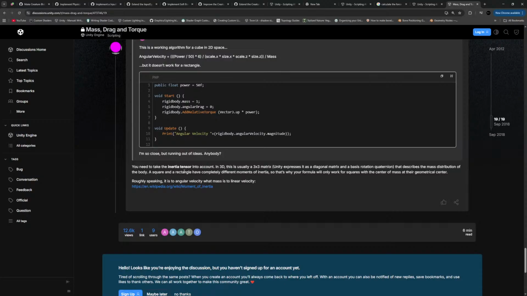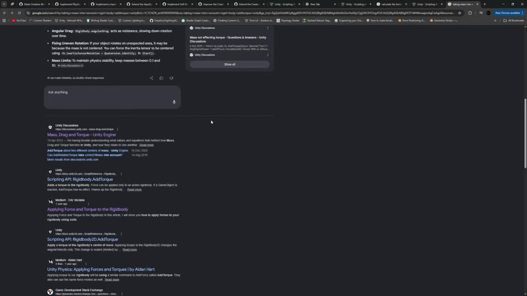Okay, so my next question is, do we have a weird mass distribution? We don't have a weird mass distribution for our cube. But for the blob, maybe.